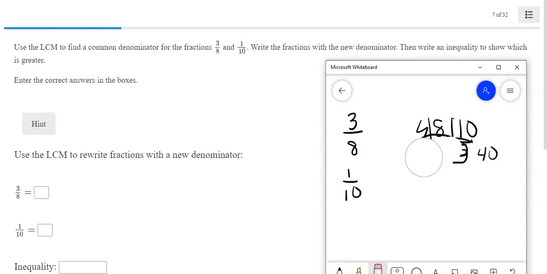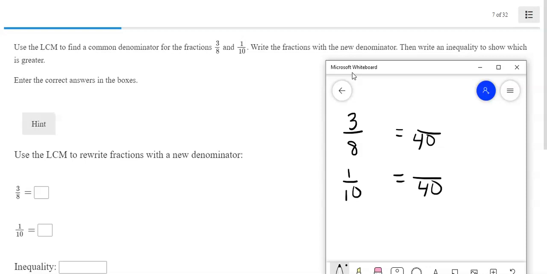So I need to make these 40. I'm going to multiply this one by 4 because 10 times 4 is 40. So on top we get 4. I'm going to do 8 times 5 because that's 40. And on top we do 3 times 5 is 15.